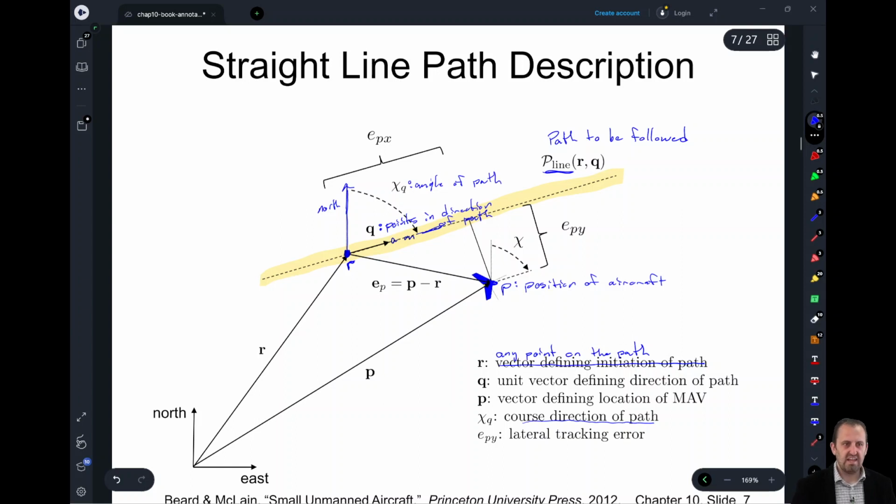And this is in the northeast plane. So chi sub q, it's like heading where we project the line onto the northeast plane.